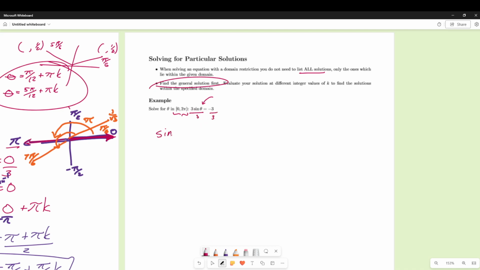We solve by isolating the trig function. So that would be sine theta equals -1. We know sine is -1. Where is sine equal to -1? Sine's equal to -1 down at -pi over 2. So we're going to get one solution at -pi over 2 and anything coterminal.